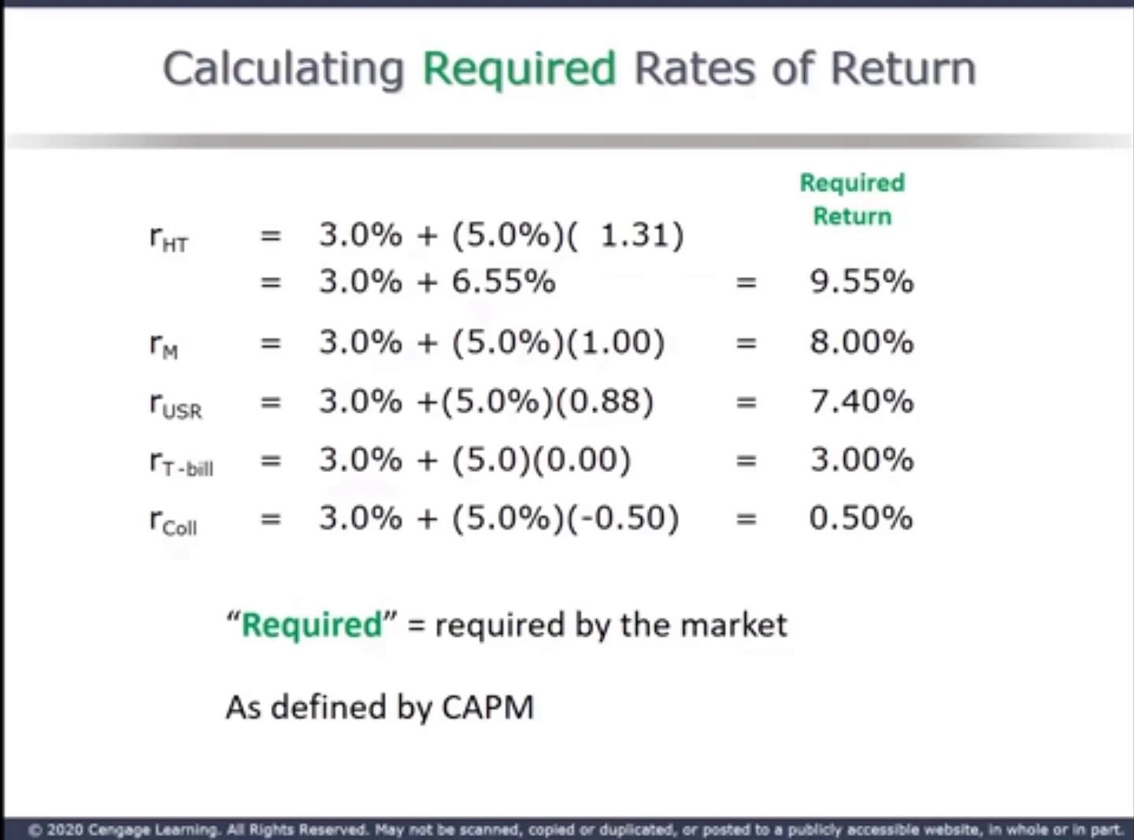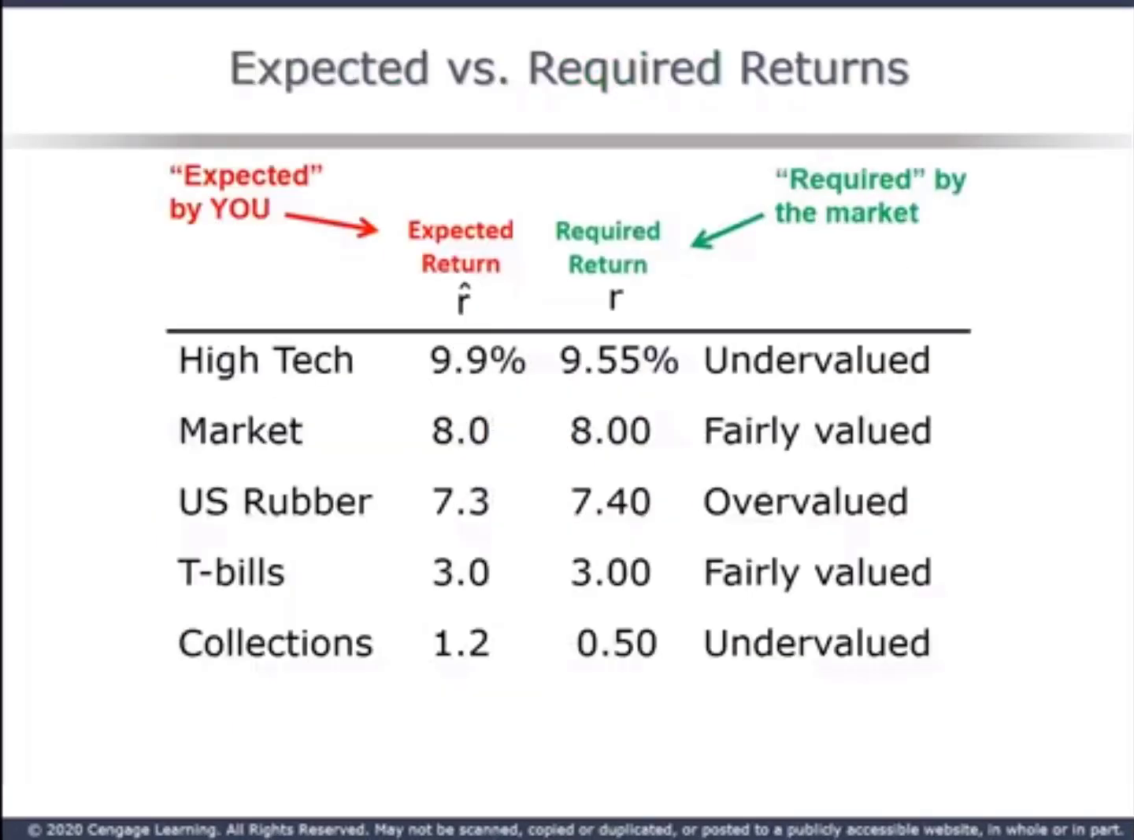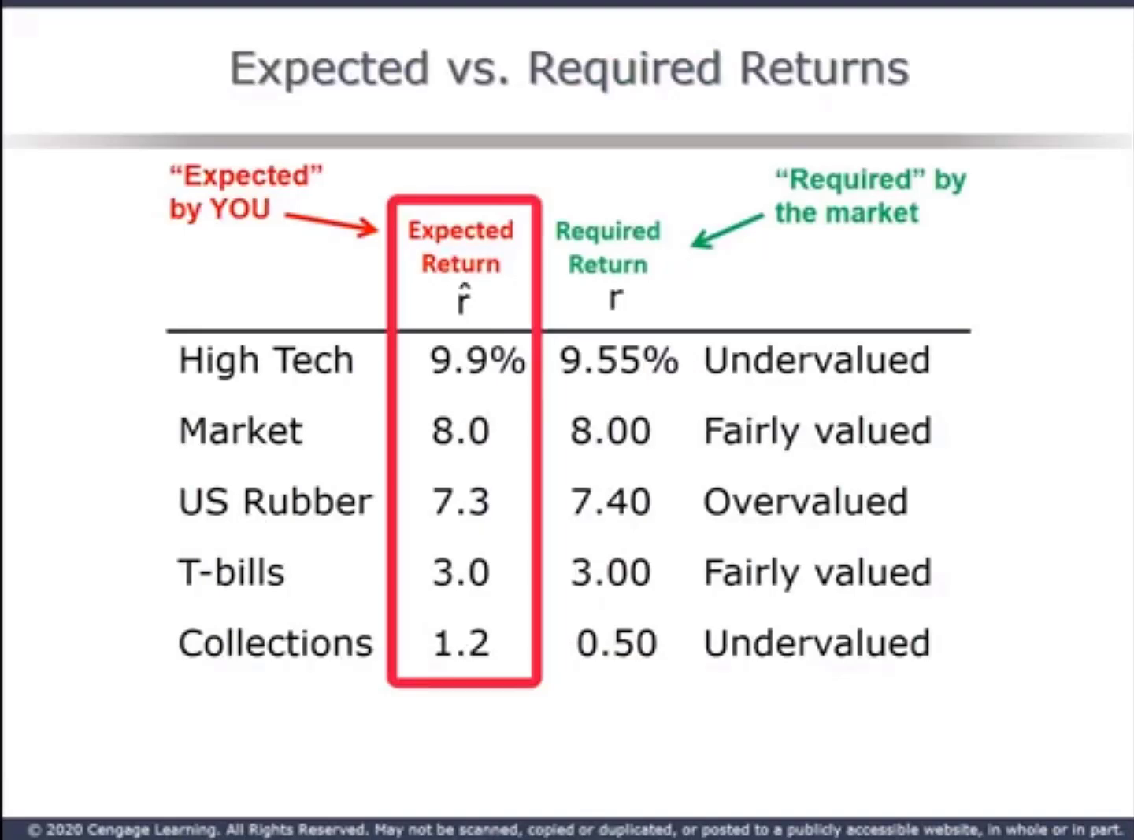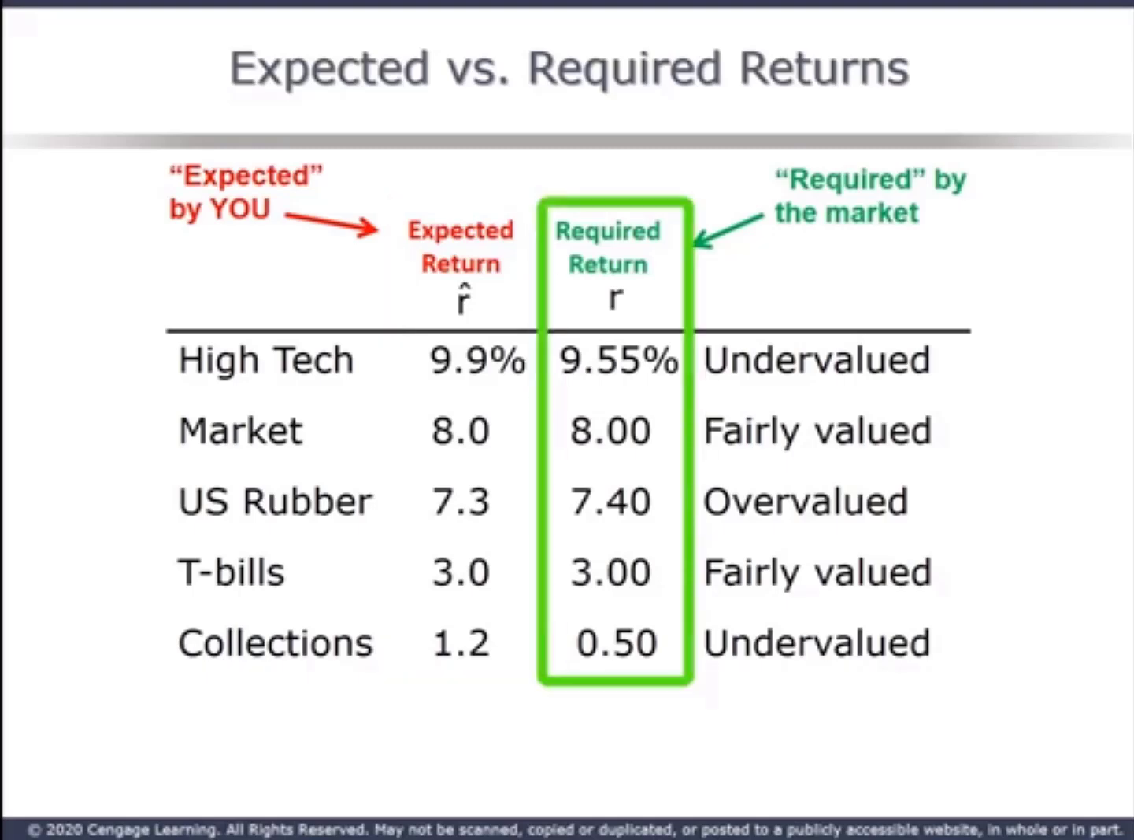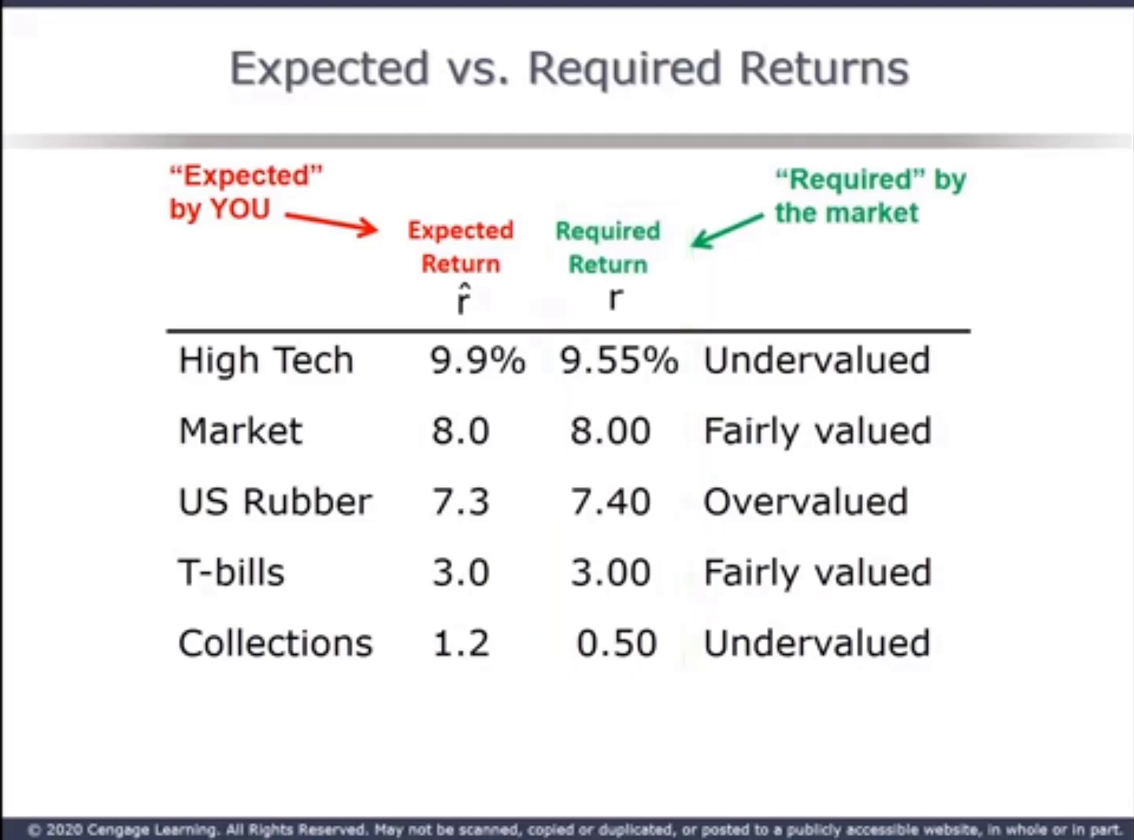Using the CAPM SML equation in our given data, we can compute the market required return for each asset in our sample. Now we have two return metrics for each asset. Expected return, expected by us, calculated from a probability distribution. Required return, required by the market. A stock is priced to earn this return. Comparing expected versus required gives us an indication of whether an asset is underpriced, overpriced, or fairly priced.